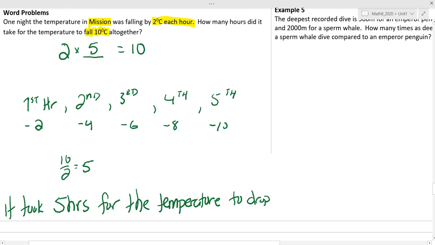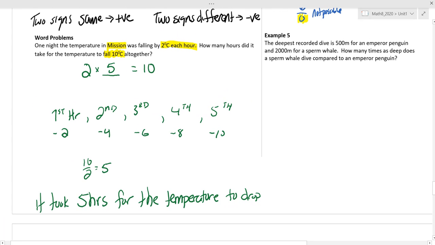How do we figure out which number goes on the top and which goes on the bottom? Well, you have to put it into the context of the question. Each question is slightly different. You're trying to find how many groups of 2. How many times does a 2 go into 10? So that's why that's the one that goes on the bottom.